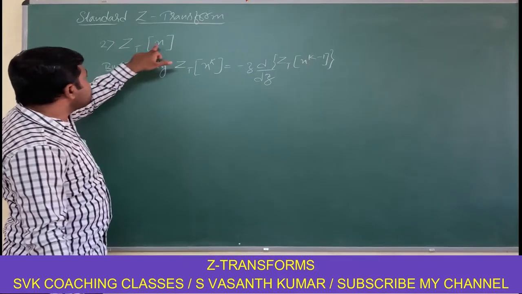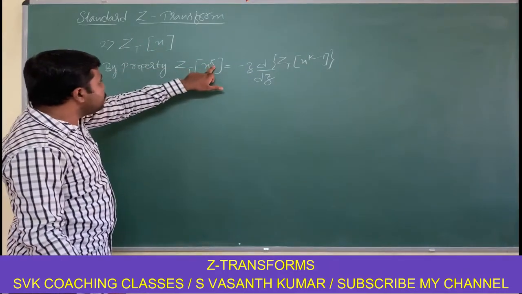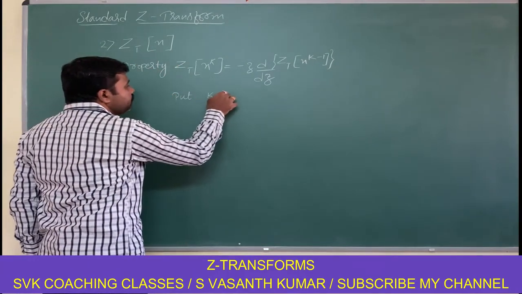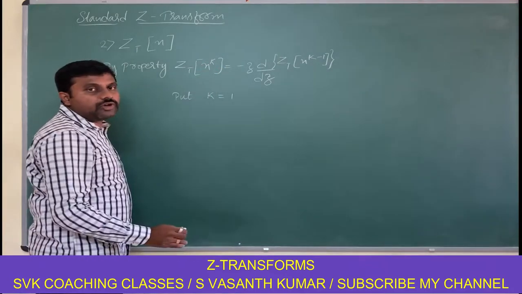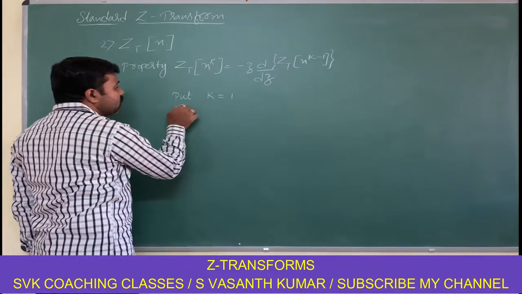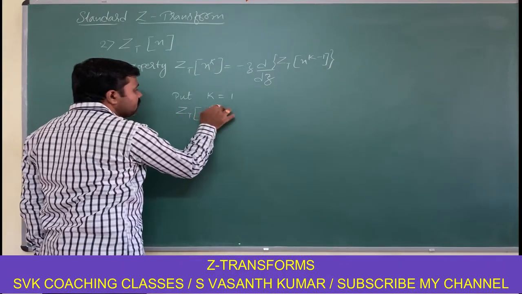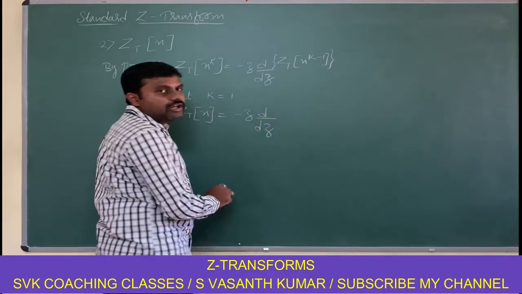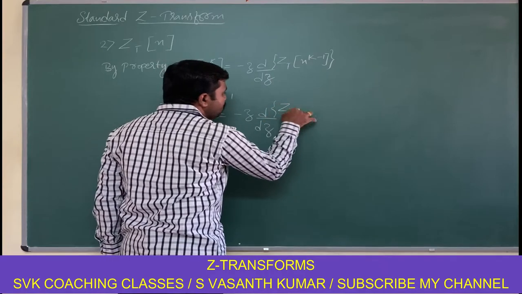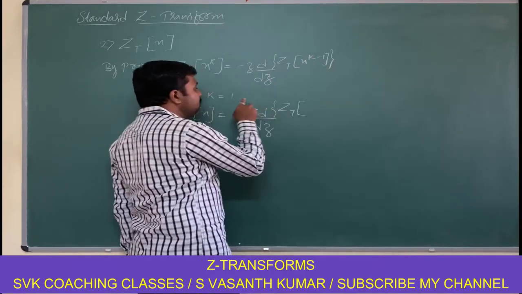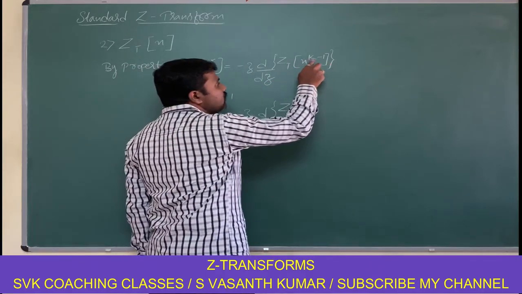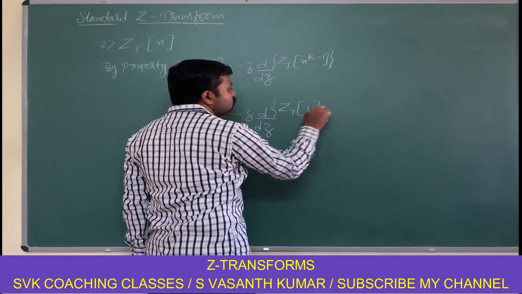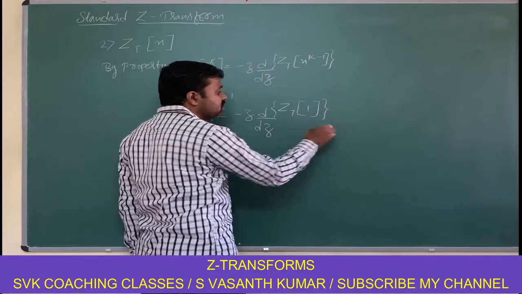So to get Z transform of n, for what value of k are you going to get it? If you put k equal to 1, n power 1 is nothing but n itself. Therefore Z transform of n is equal to minus z into d by dz of Z transform of n power k minus 1, with k equal to 1, so n power 0. N power 0 is what? 1.